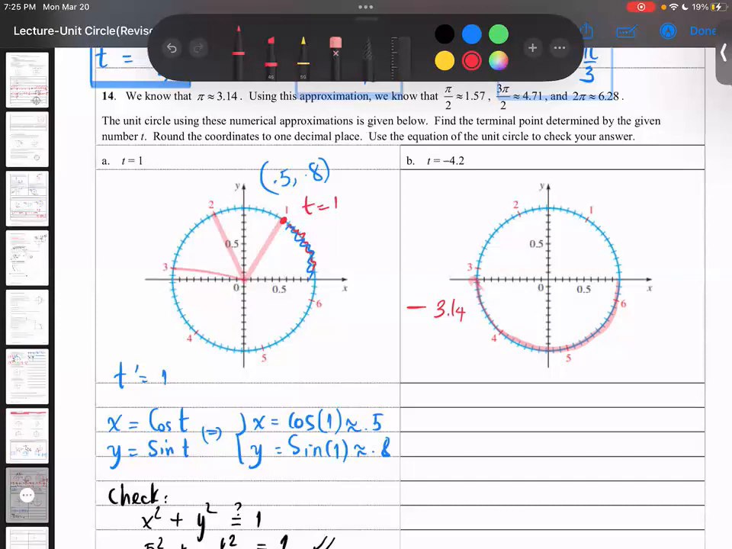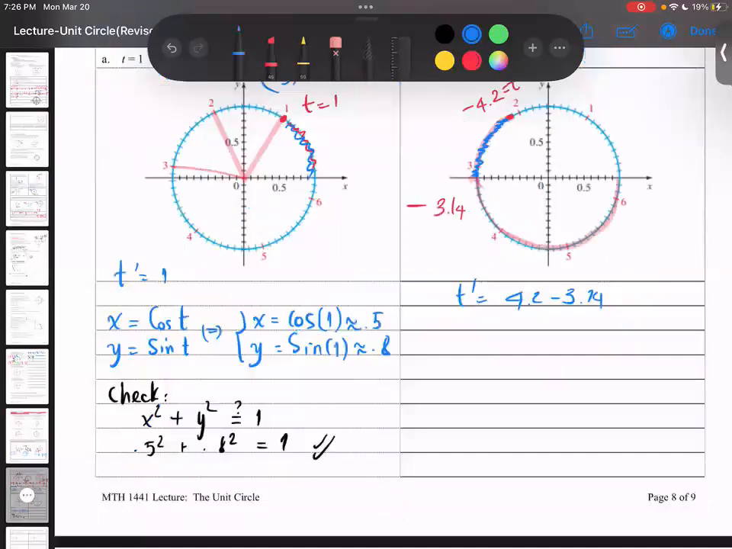So roughly 1, so 1 radian. So here, and then 0.06, so roughly here. So this is negative 4.2. That's t equals negative 4.2. What is my t prime? Again, it's the shorter distance between the terminal point and the x-axis. So that's right there, 2 pi minus 4.2 equals roughly 0.6.